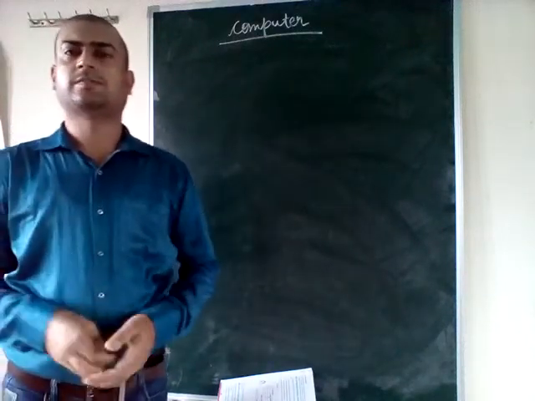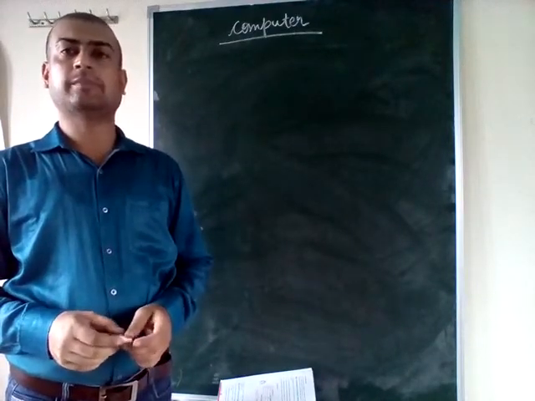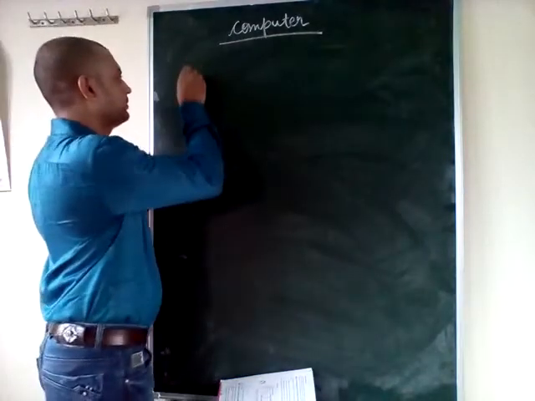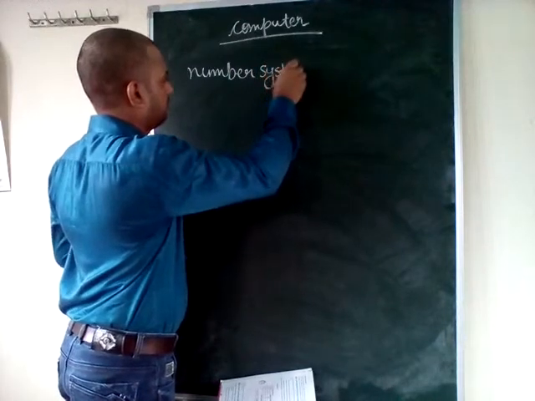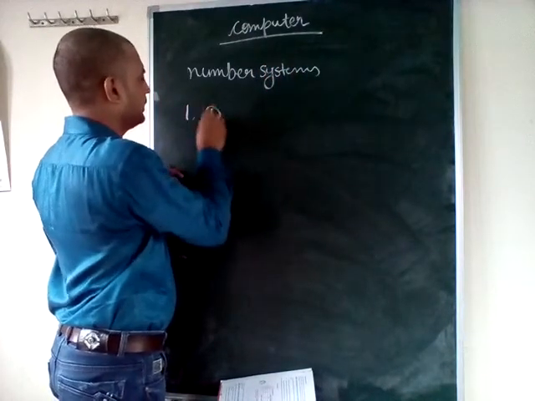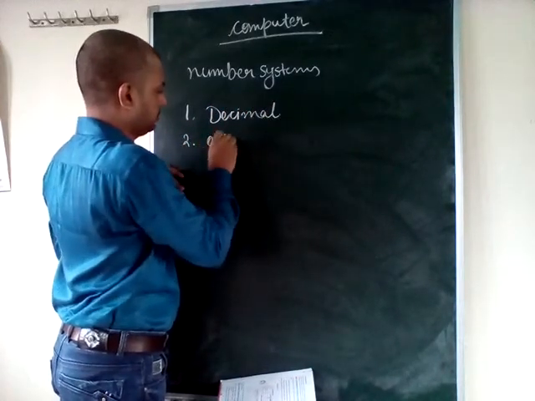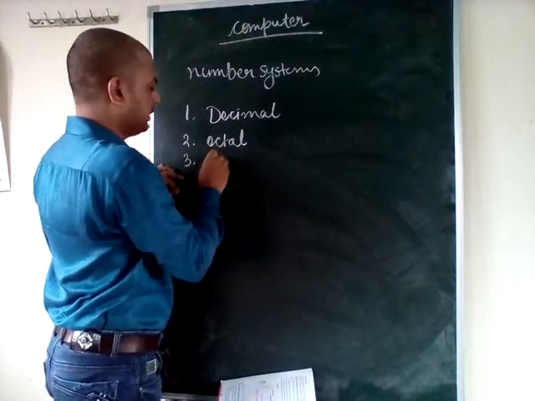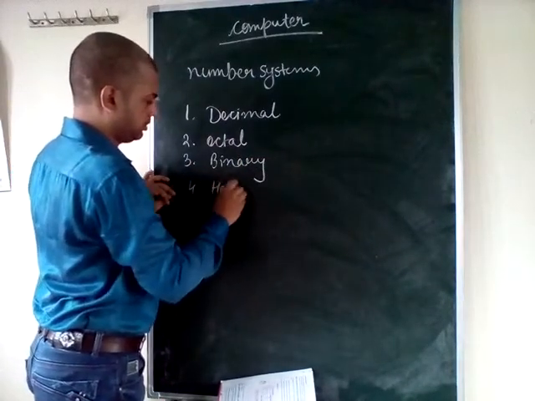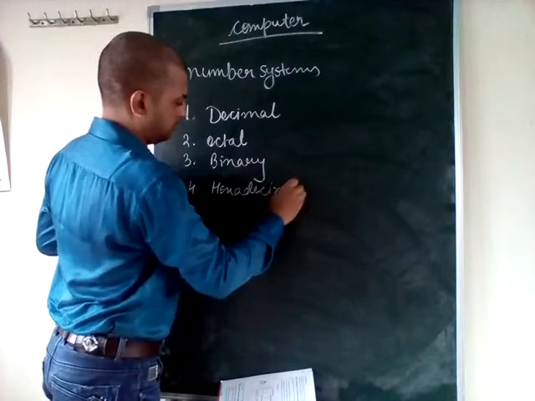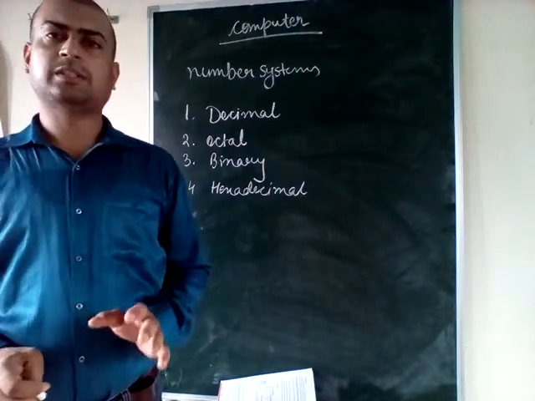Good morning, students. Yesterday in the computer subject, we discussed the different number systems: decimal, octal, binary, and hexadecimal. We have discussed all these four different types of number systems thoroughly.